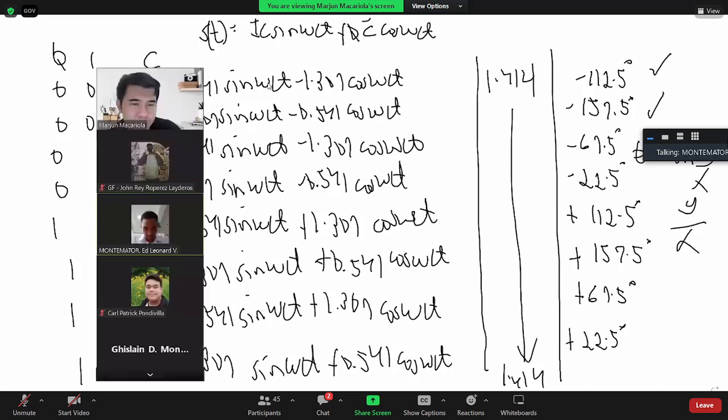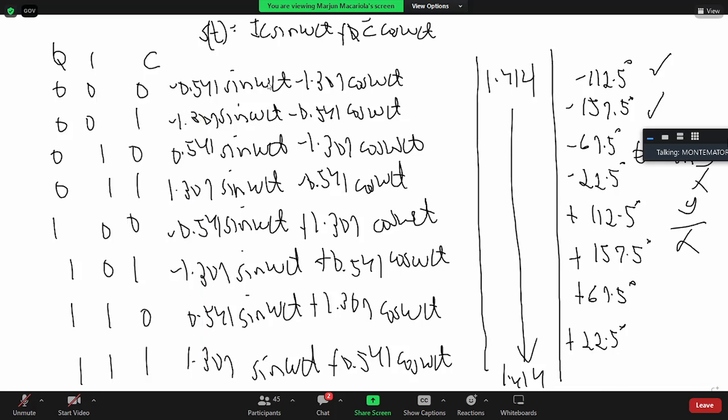Yan, basta yan. Value ng y, value ng x. Balikan mo yung QPSK. Ganon-ganon din yan.